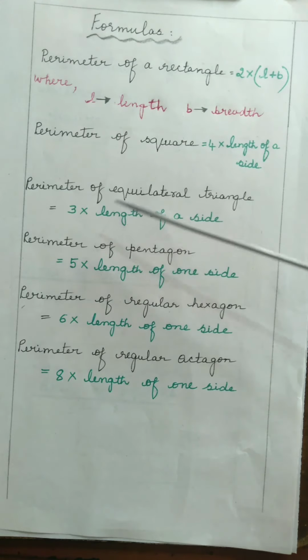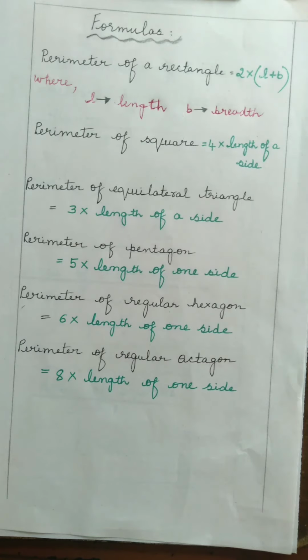Next, perimeter of an equilateral triangle. We know that there are mainly 3 types of triangle: equilateral triangle, isosceles triangle, scalene triangle. In an equilateral triangle, all the 3 sides are equal and all the 3 angles will also be equal. Whereas in an isosceles triangle, 2 sides will be equal and 2 angles will be equal. Whereas in a scalene triangle, all the 3 sides are unequal.